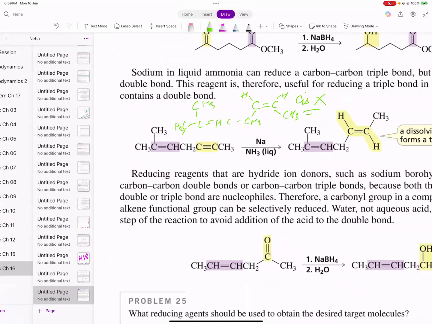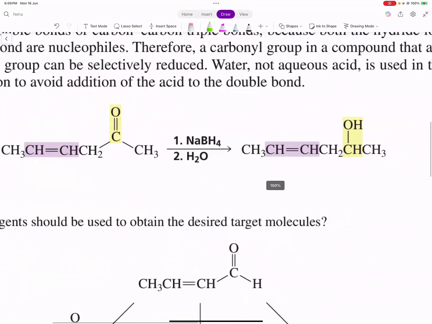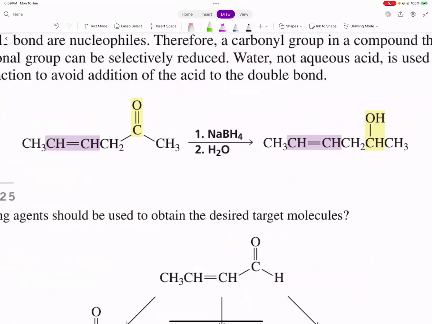But now here, sodium borohydride, obviously NaBH4, will not attack the double bond, because it is negative. NaBH4 is H negative. Alkene is also a nucleophile. Both are negative: N for nucleophile, N for negative. So where will H minus attack? Only the carbonyl part.